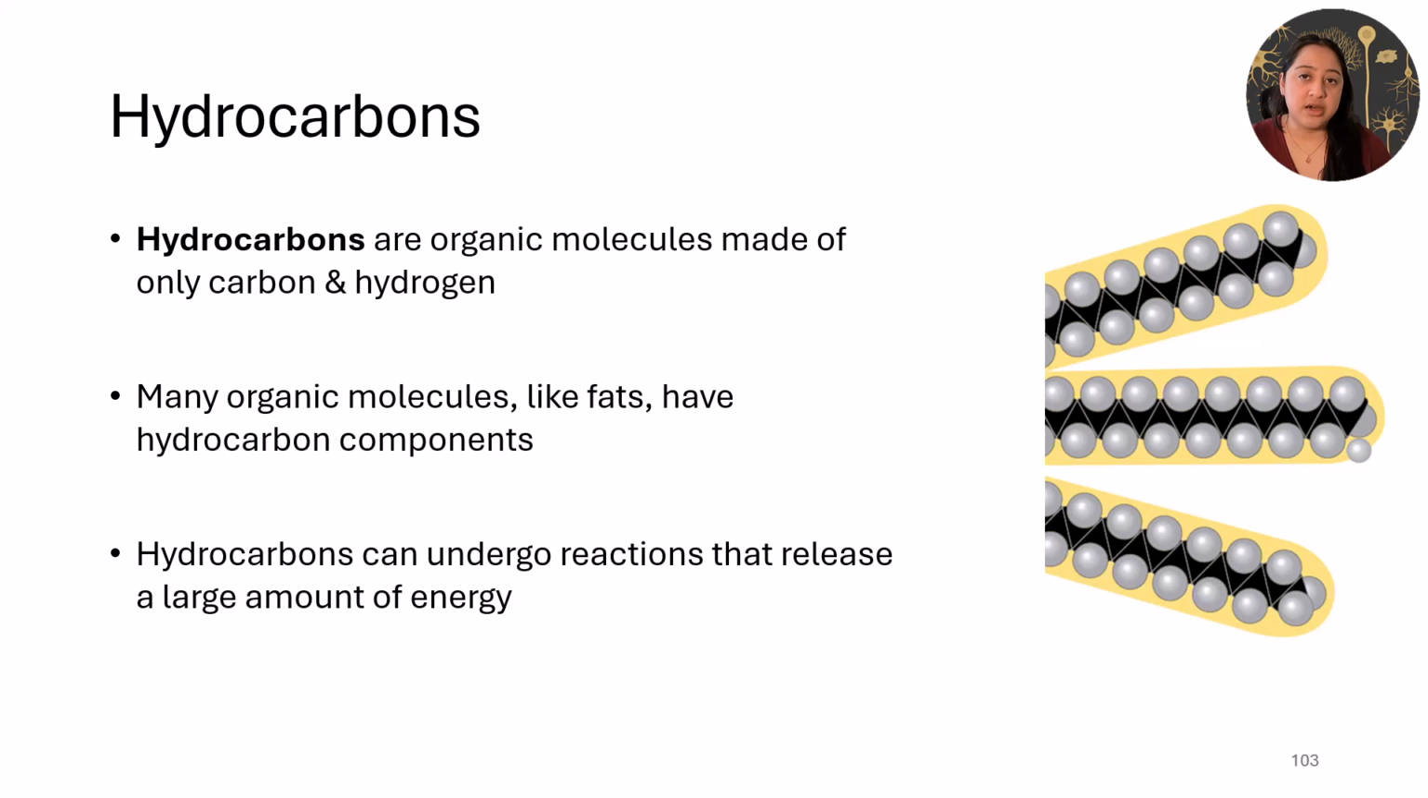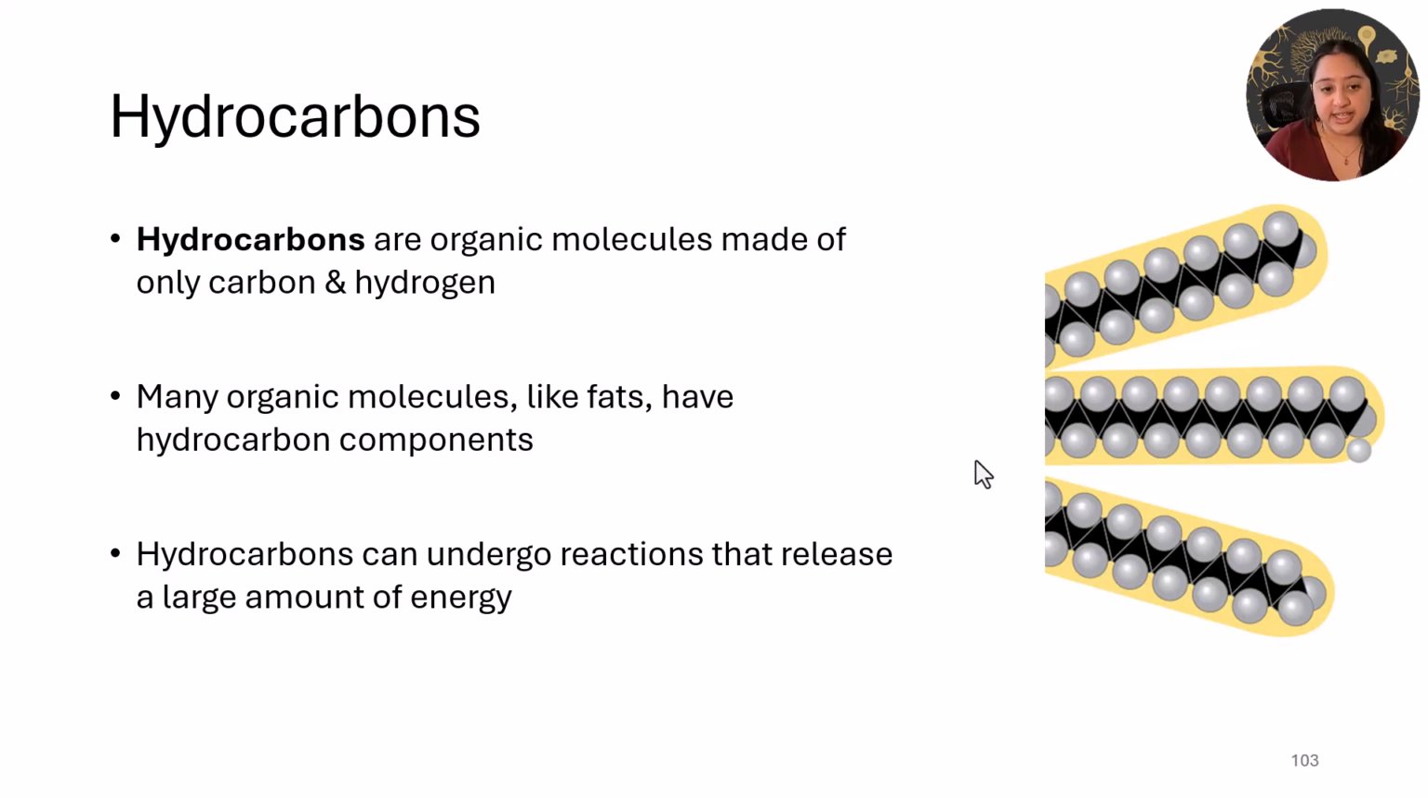And so there are some molecules in biology called hydrocarbons. If you look at the name, you can probably guess what's in there: a hydrogen and a carbon. So hydrocarbons are organic molecules made of only carbon and hydrogen. Many organic molecules like fats have hydrocarbon components. This figure on the right is showing you carbon in black and hydrogens in the white spheres. And so this is a long molecule of just carbons and the attached hydrogens.